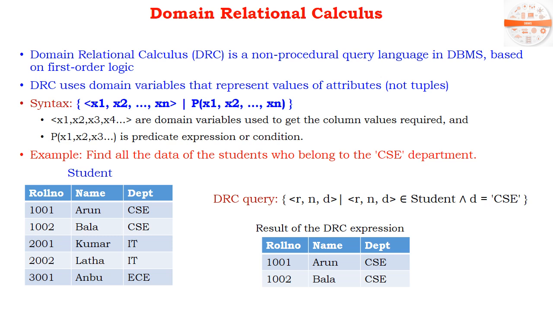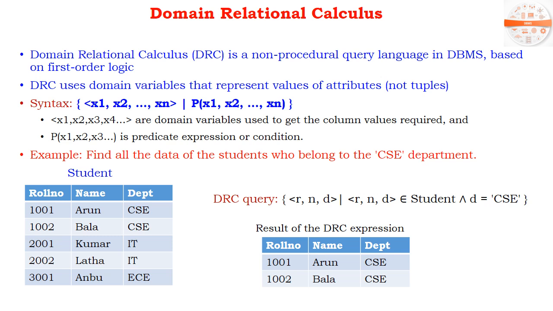Just an example, the student table. The student table consists of columns, for example, roll number, name, and department. Just look at the question. Find all the data of the students who belong to the CS department. Then how to write the DRC query? So what do you want to display? You can mention on the left side, for example, R, that is the roll number, N, that is name, D, that is department. Now you are going to display.